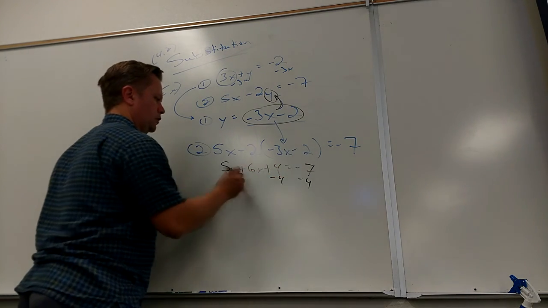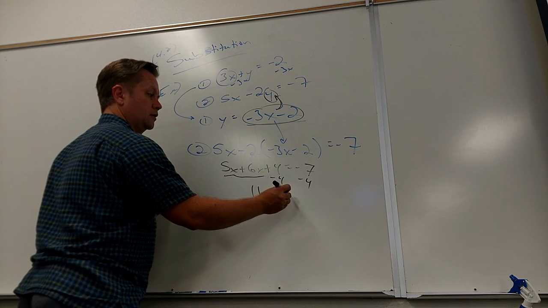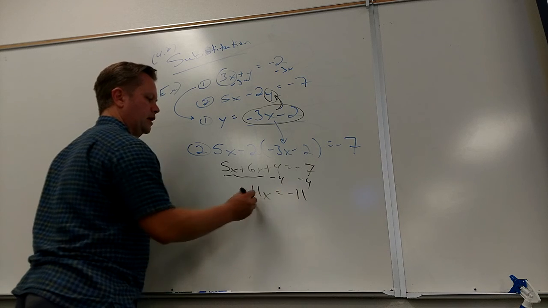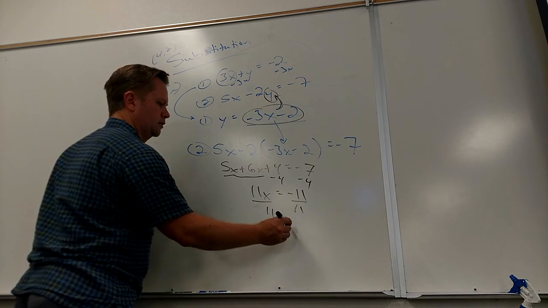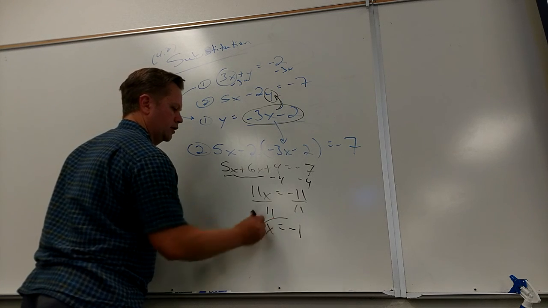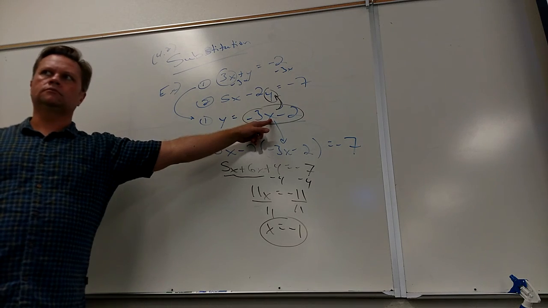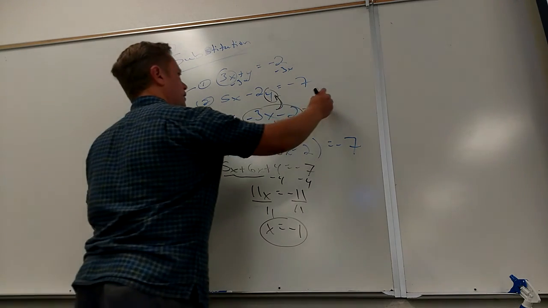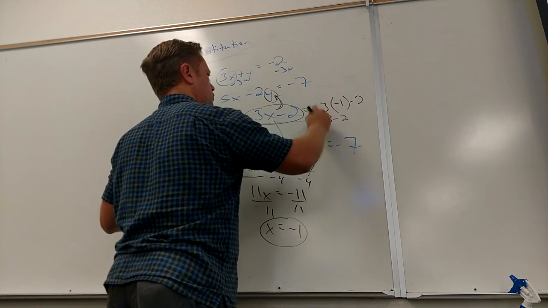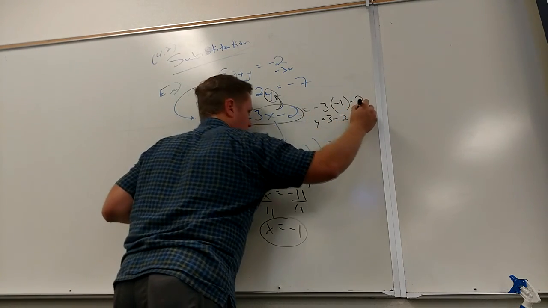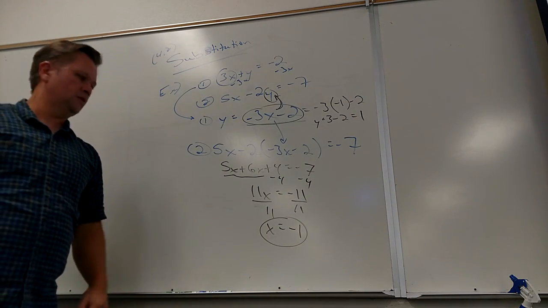Minus 4. So I get 11x equals negative 11. Get out of there, 11. X equals negative 1. And I've got already this guy waiting. Y is negative 3 times negative 1 minus 2. 3 minus 2, so y is 1.